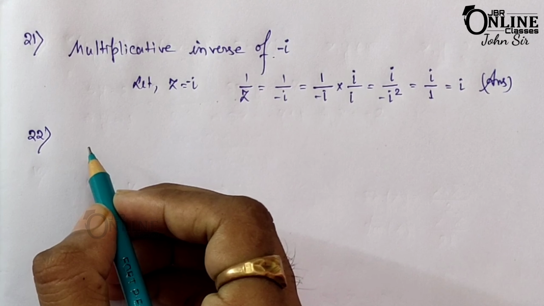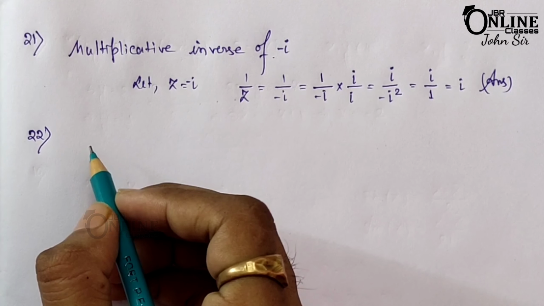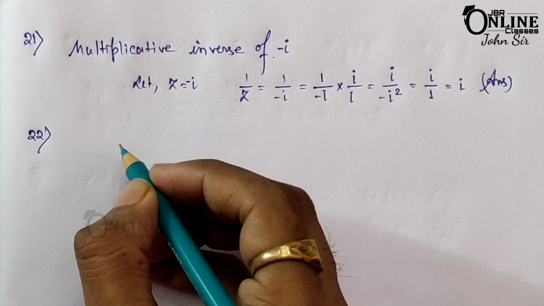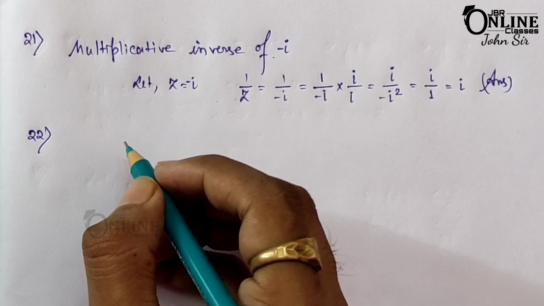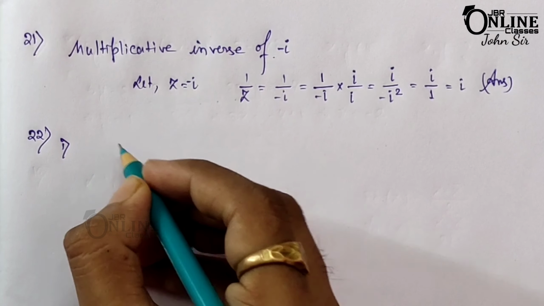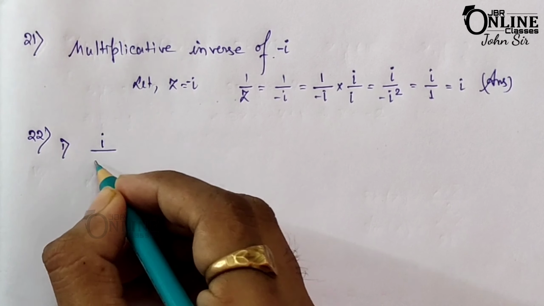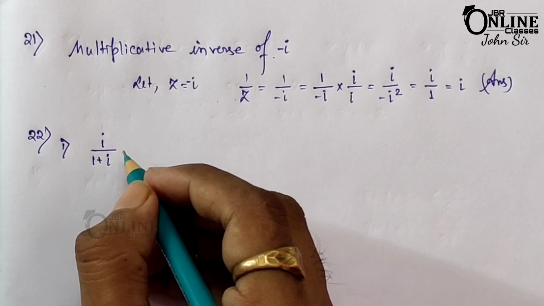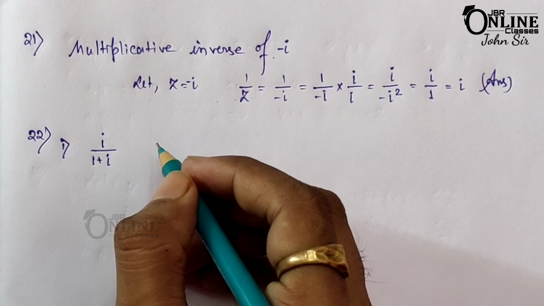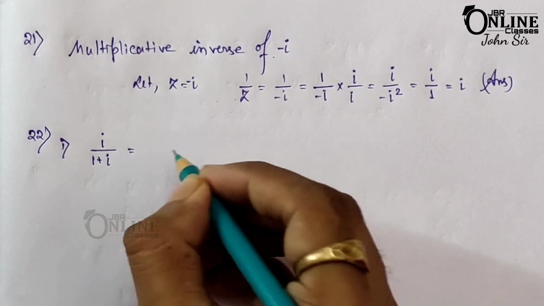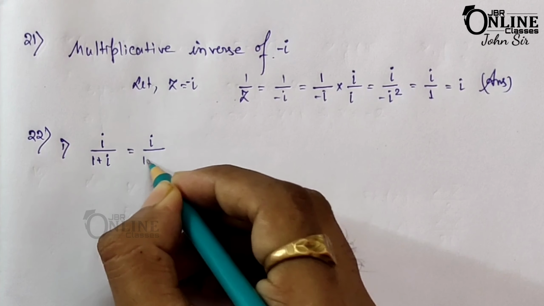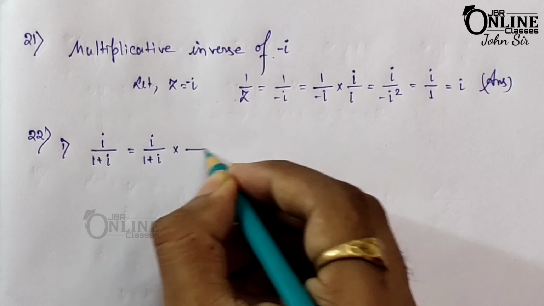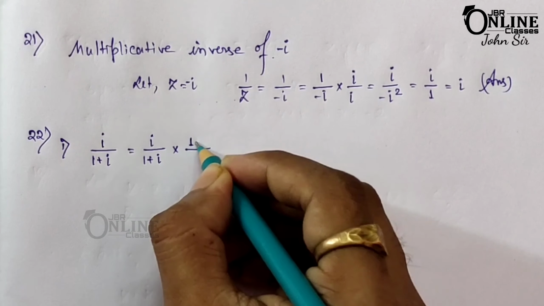Now sum number 22. Express the following numbers in the form of a plus ib, where a, b belongs to R. So here sum number 22, first problem, that is i by 1 plus i. Now you have to form this in a plus ib form. So first you have to multiply it up and down with the conjugate, that means 1 minus i.